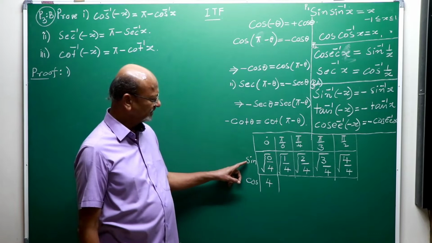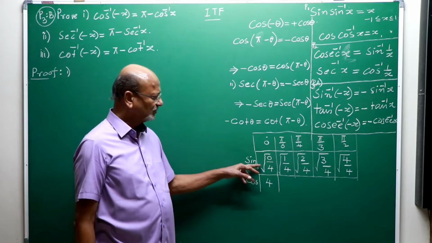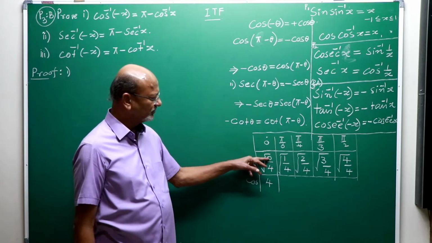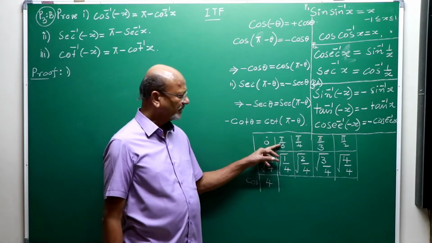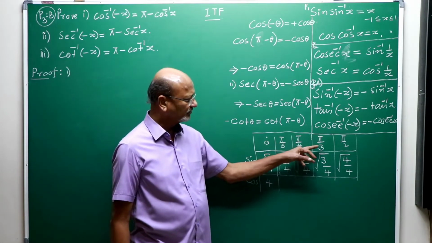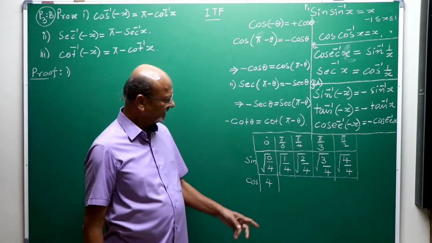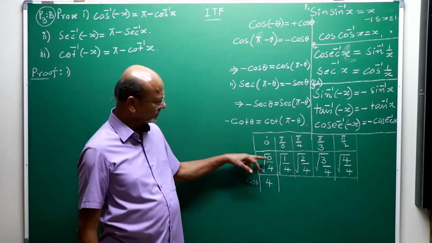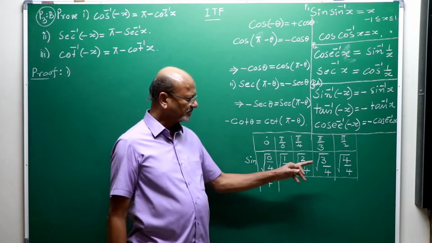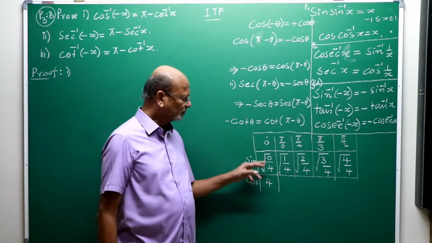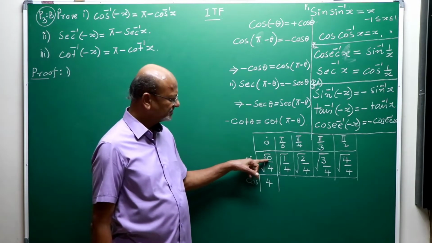Values of trigonometric ratios: sine, cos, tan and the other three. Yesterday I told this method. First you have to write the angles: 0 degree, pi by 6 (30 degrees), pi by 4 (45 degrees), pi by 3 (60 degrees), pi by 2 (90 degrees). First write 0, 1, 2, 3, 4. Divide each number by 4, then take the square root. So sine 0 is 0. 0 by anything is 0.